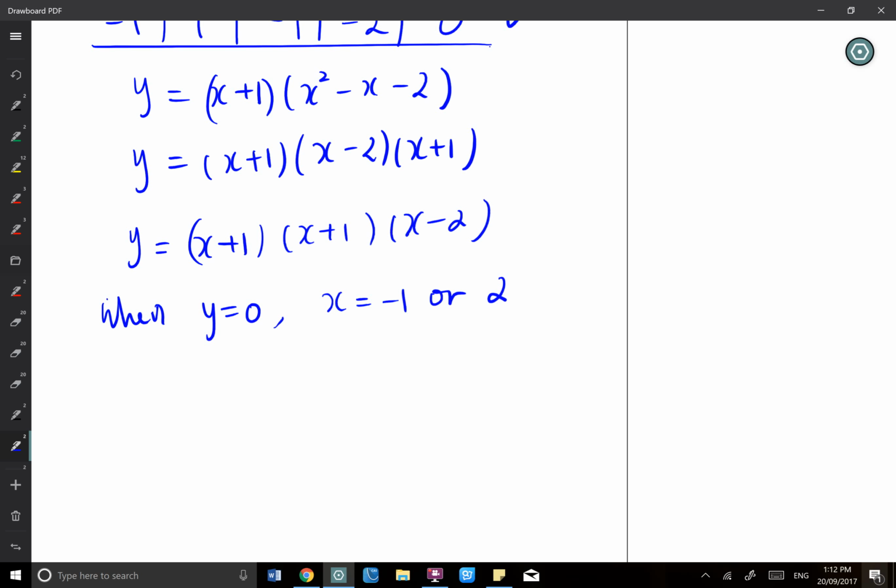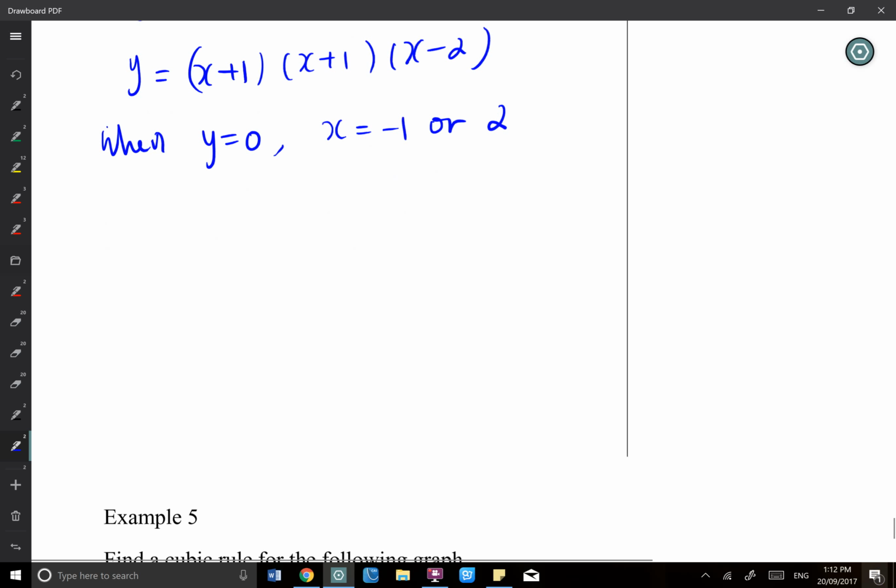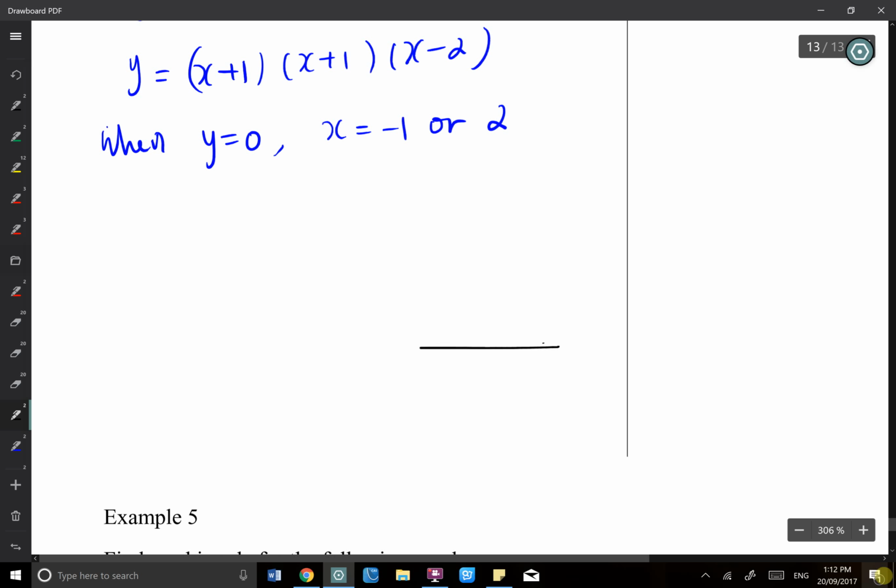If you repeat it twice, that will become a turning point. If you repeat it 4 times, that will become a turning point as well. If it's repeated 6 times, it's still a turning point. So if you repeat something an even number of times, at that point, that becomes a turning point. I'll tell you what the turning point means. Let's just label the graph, label the points here.